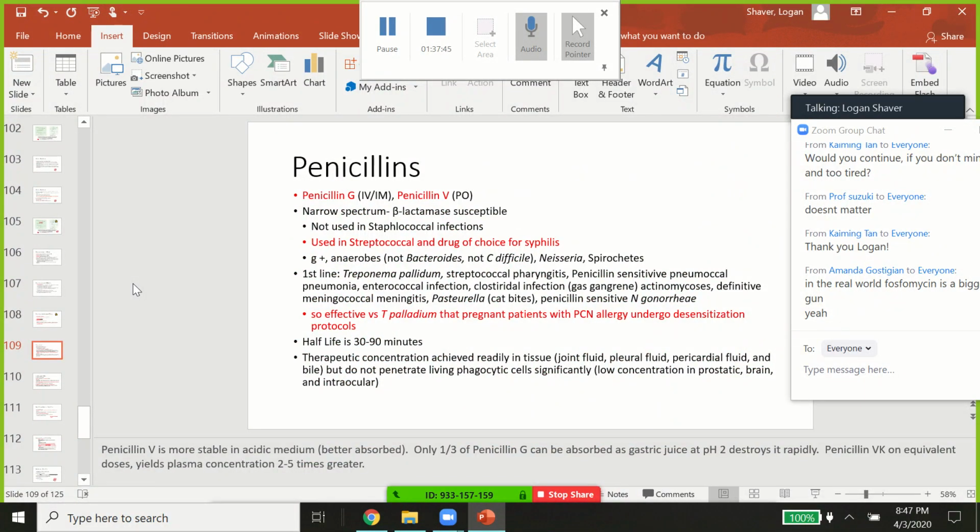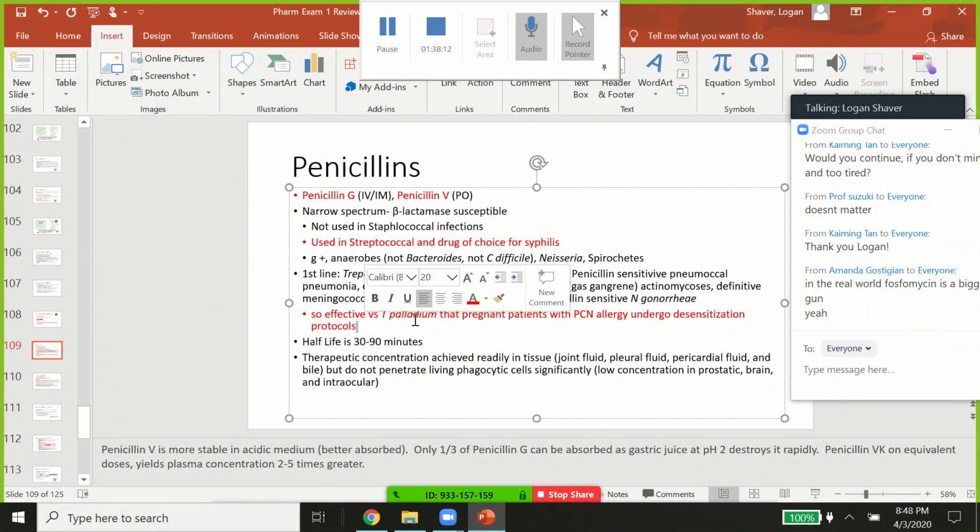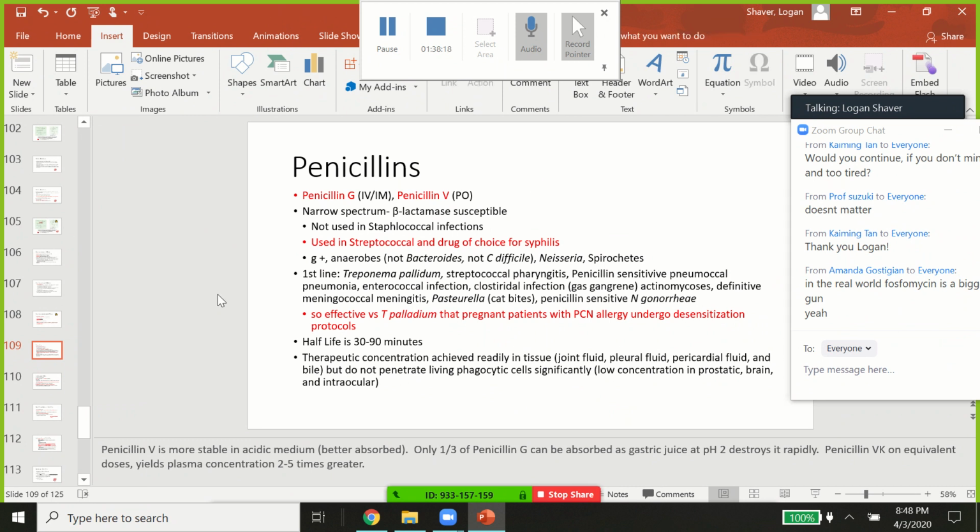All right, so penicillins. So you've got penicillin G, penicillin V. Okay, they're used in strep and they're the drug of choice for syphilis. That'll come back to you in repro, so that's where you'll hear that once again with the syphilis drug of choice. And once again, it even mentions it down here. So Treponema pallidum, of course, that is syphilis. So effective versus T. pallidum, and pregnant patients with penicillin allergy undergo a desensitization protocol. That's crazy. But yeah, so definitely penicillin G and penicillin V for syphilis and strep.